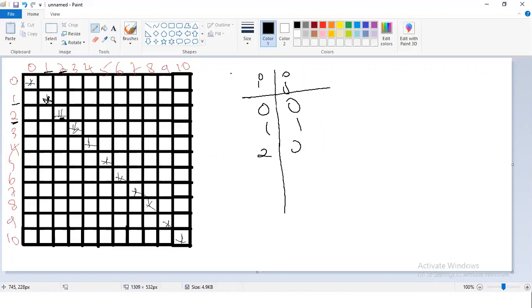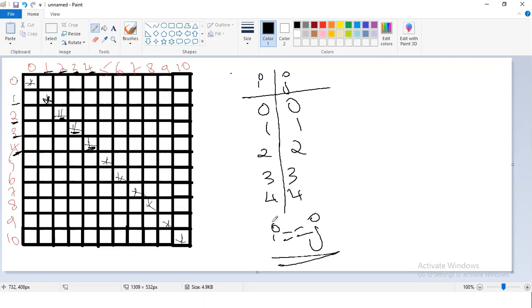To print this star, your I value is 3. Your J value is also 3. To print this star, your I value is 4. Your J value is also 4. And if you notice, what's the relation between I and J here? Here I is equal to J. Don't you think both I and J are same?